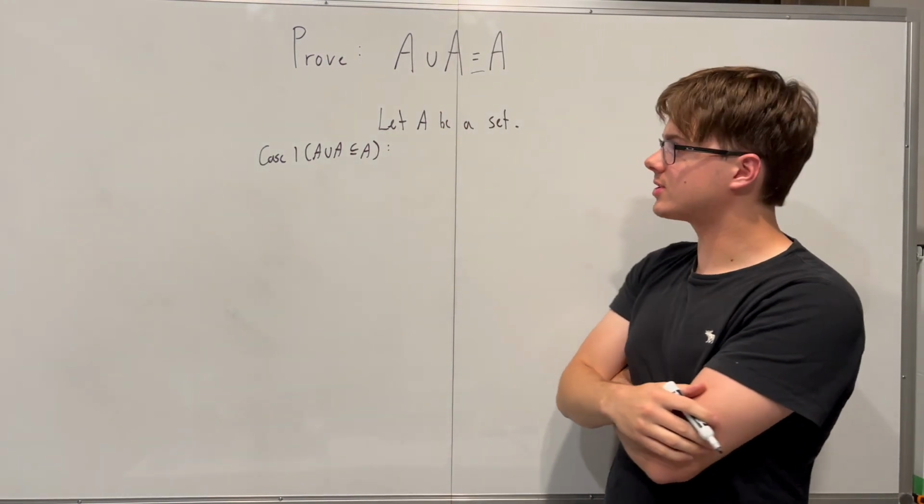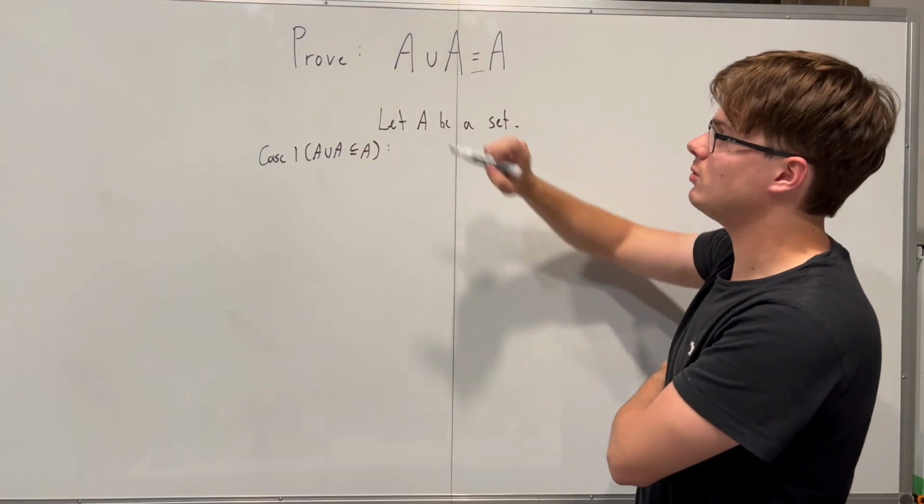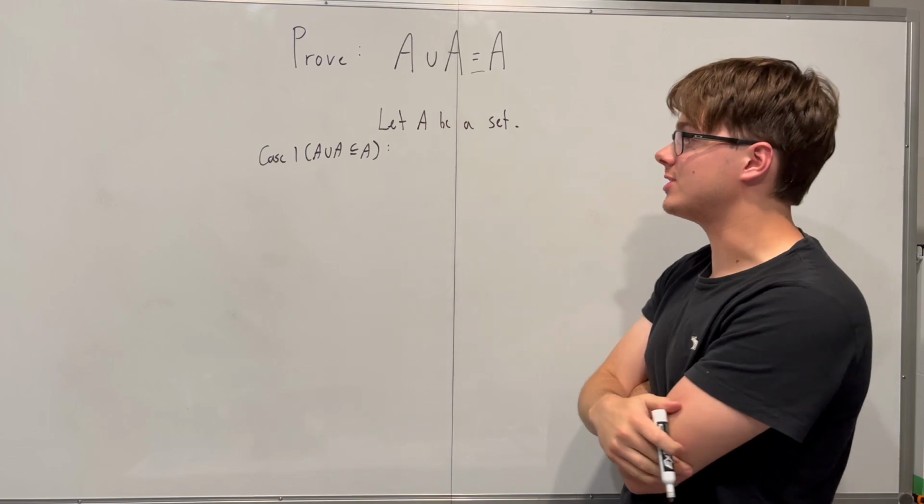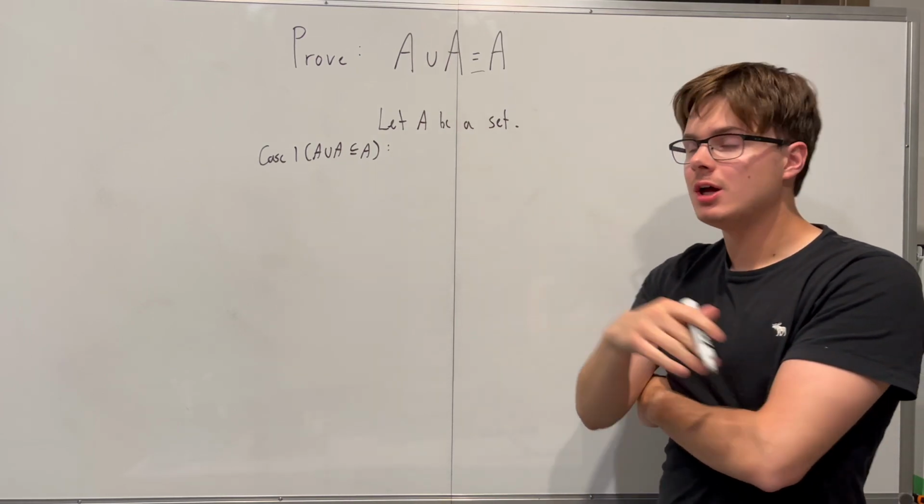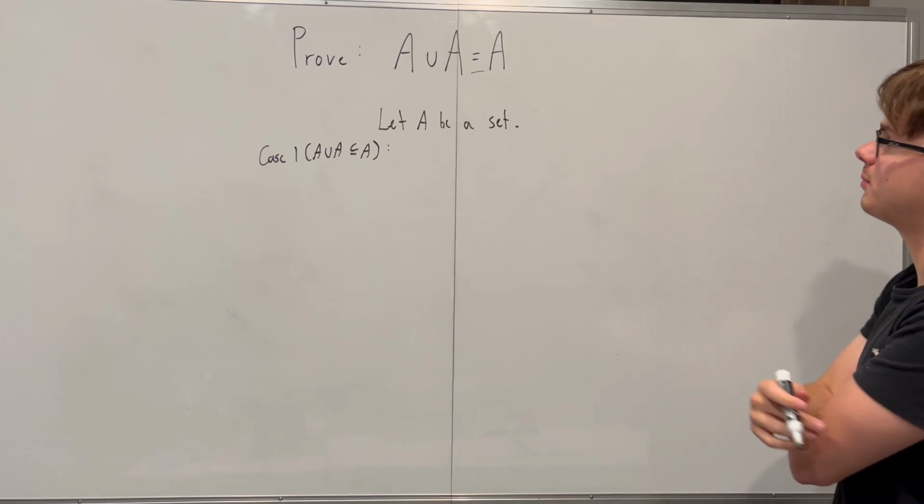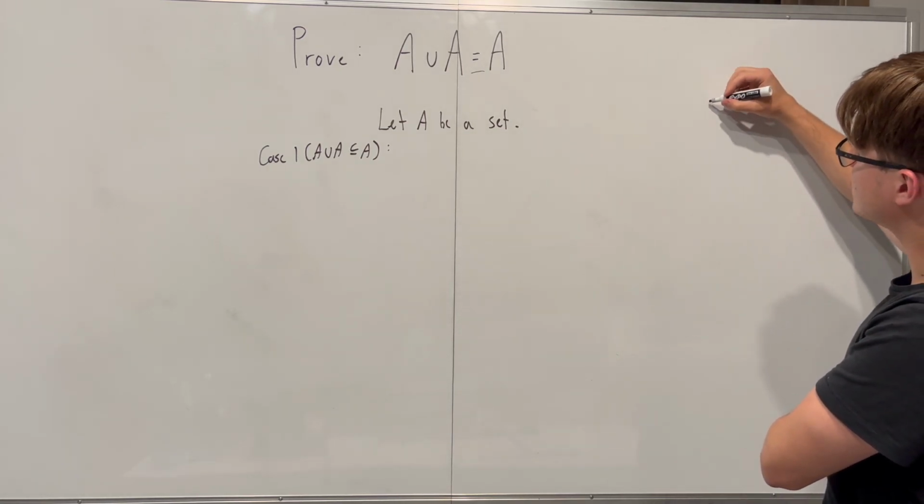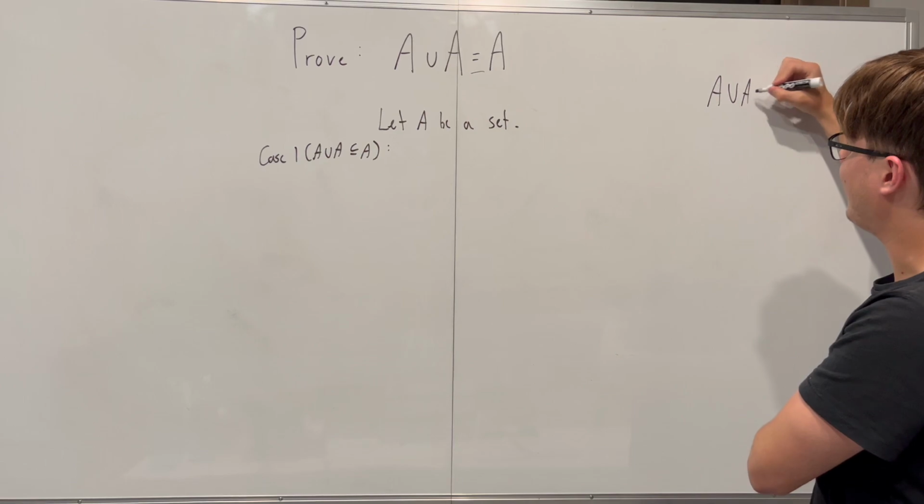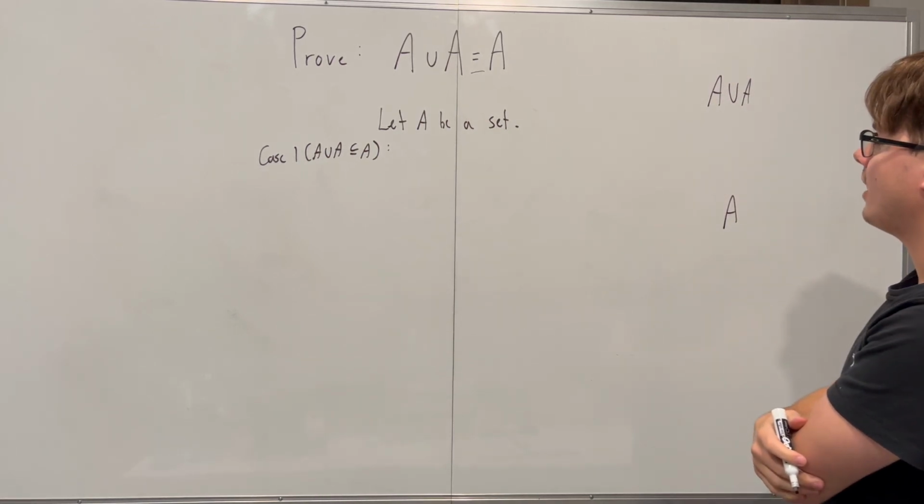Okay, so the very first case we're going to try and prove is that A union with A is going to be a subset of the set A. How are we going to do this? Well, let's go over here and conceptualize our logic for the proof. Let's do a sketch of a proof. So we're going to want to start at A unioned with A and get to A. How are we going to do this?